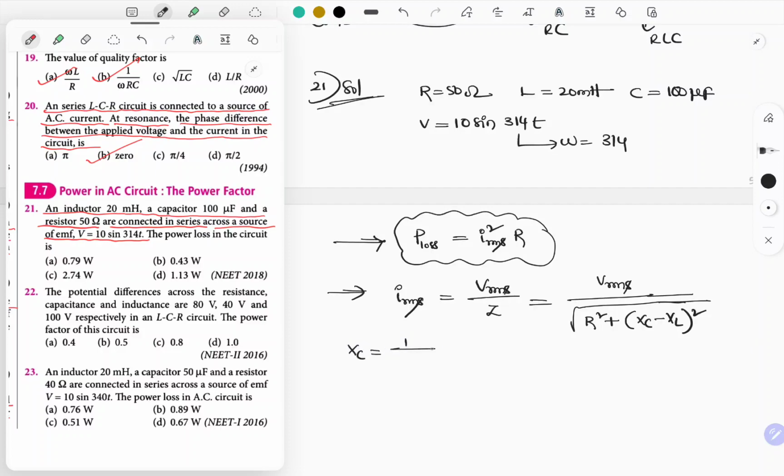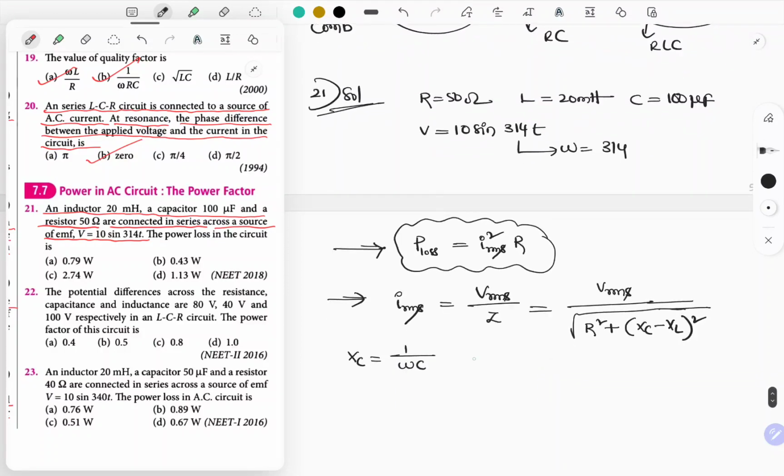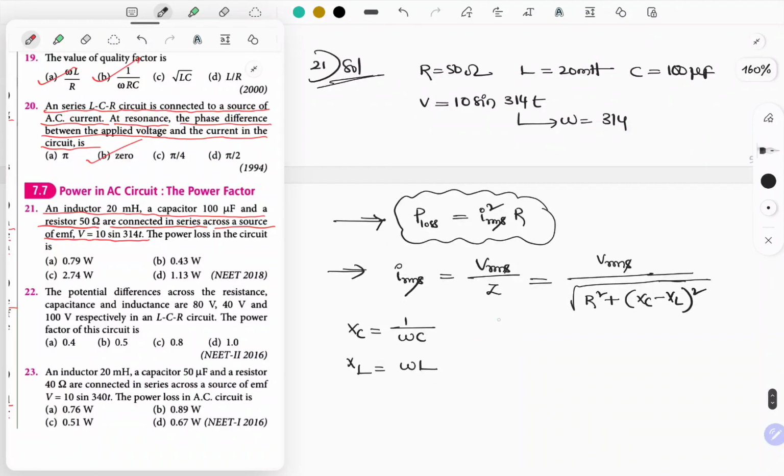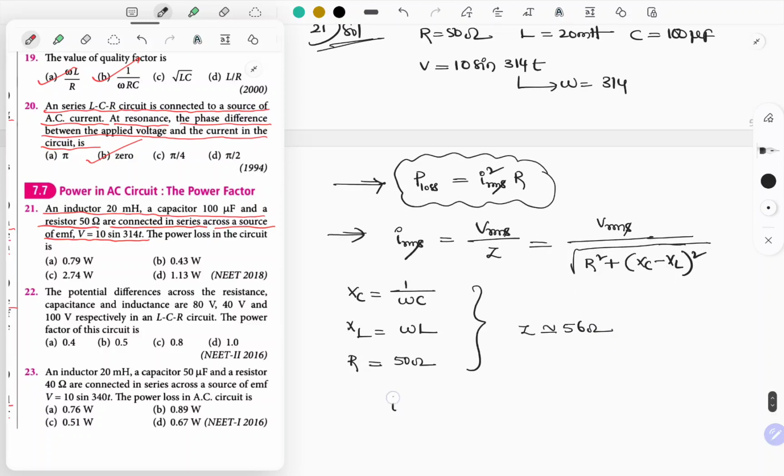Now, what's the formula for XC? XC is equal to 1 by omega C, right? I know the value of omega and C also. Similarly, XL is equal to omega L. Omega is known and L is also known. What about R? R is 50 ohms, right? So that value is also known. If you substitute all these things, you are going to get Z approximately 56 ohms.